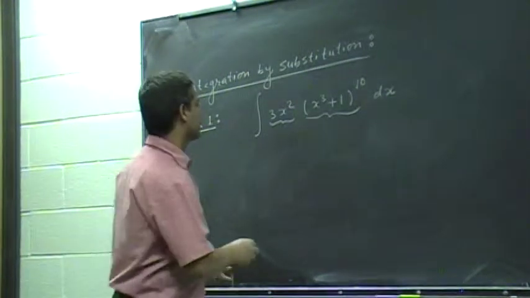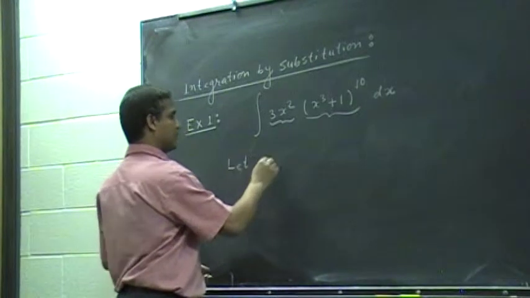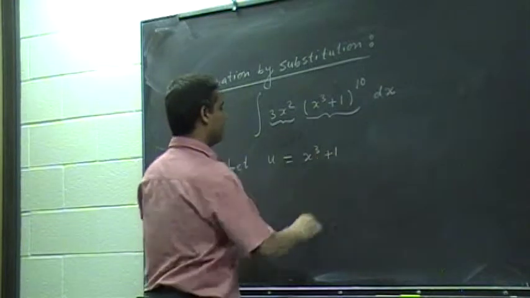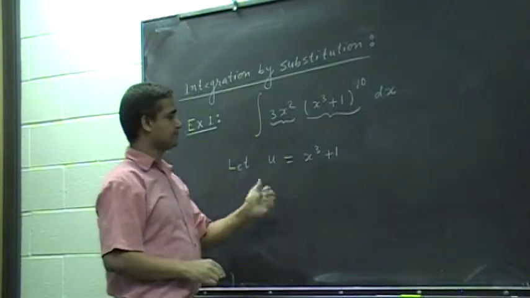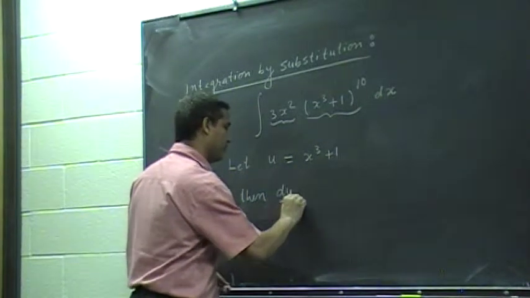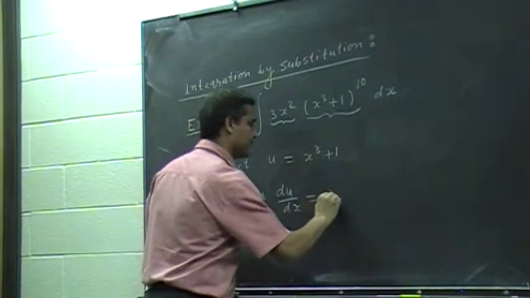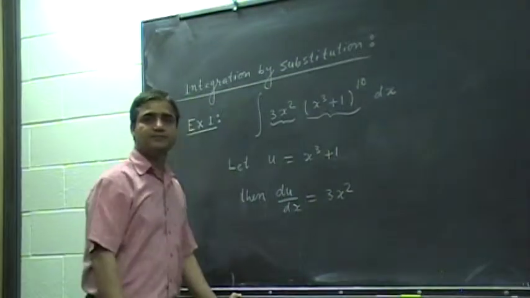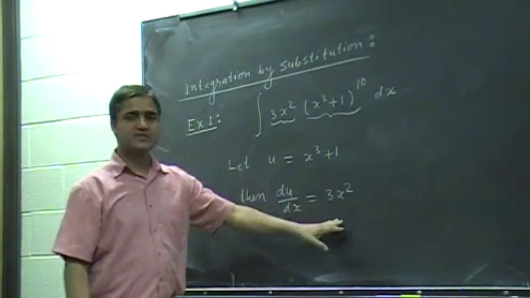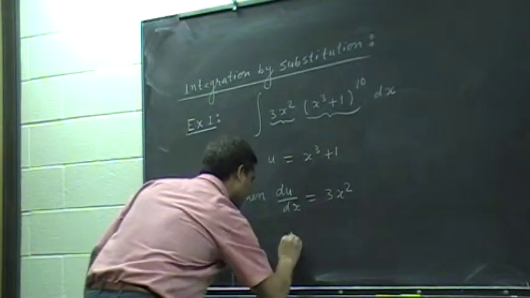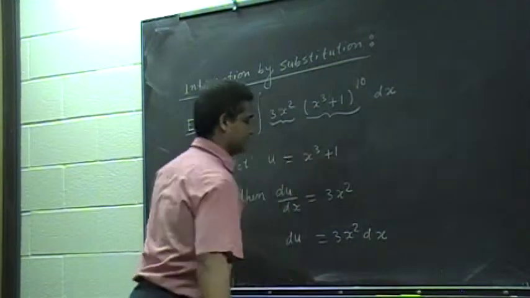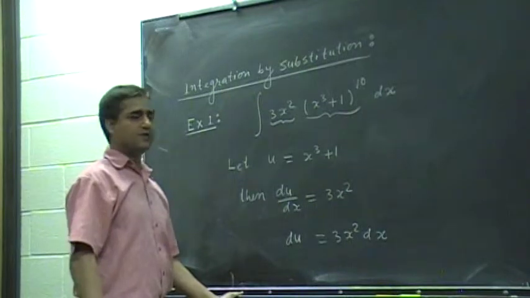Let me show how. Let x cubed plus 1 be the new variable u, then du over dx is 3x squared, right? You see my point? Let me multiply both sides by dx. Then I get du equals 3x squared dx. Right? Okay, good.